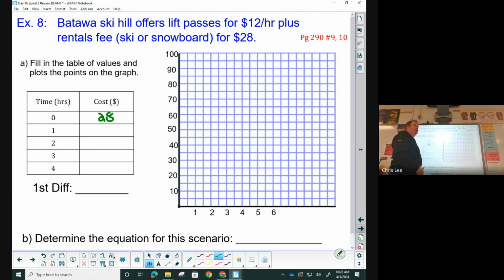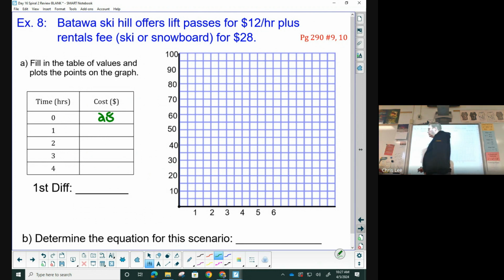Of course, I don't think anyone would do that, but the idea is if you go for 0, you still got to pay the 28 just to get the rental, okay? Just like you had to pay just to get into the fair or for the large pizza. But if you go for 1 hour, how much do you add to that number?